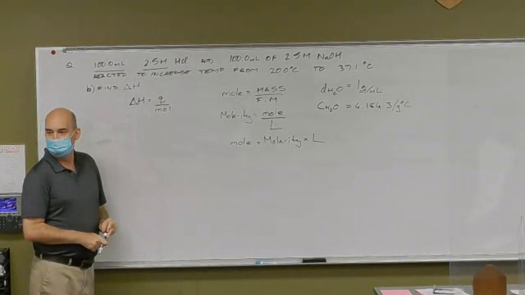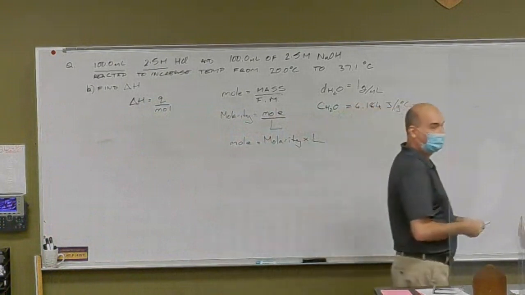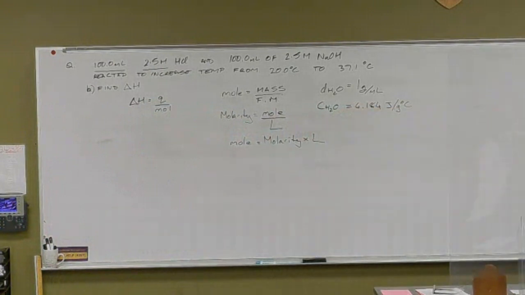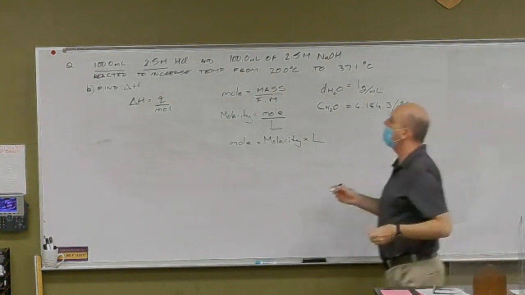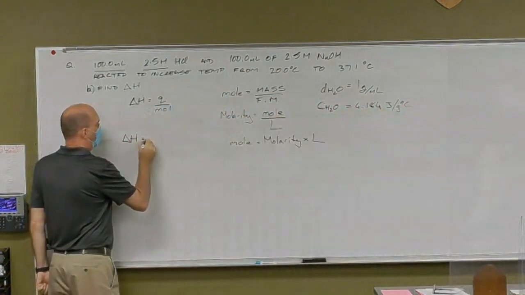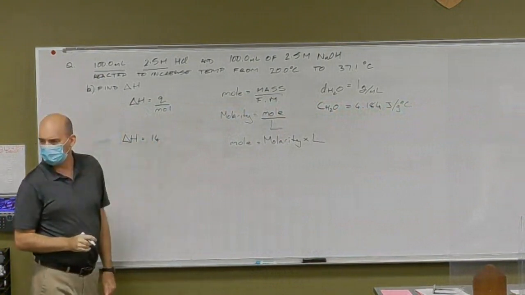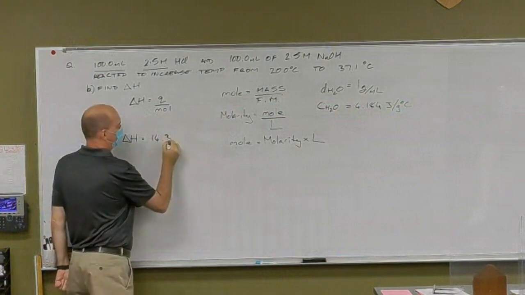What's the number? This is your part B. Get to it. Delta H is Q over moles. Q comes from the previous answer. Was it 0.3 or 0.1? I was expecting more, but it could be so.